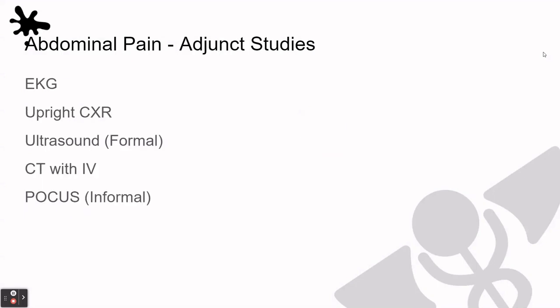Adjunct studies, get that EKG for anything epigastric. I am a huge fan of just making sure that I don't miss something silly, because guess what? I did. Upright chest X-ray. Even if I'm getting a CAT scan, I will often order an upright chest X-ray, kind of depending on the quality of the pain or the severity of the pain.